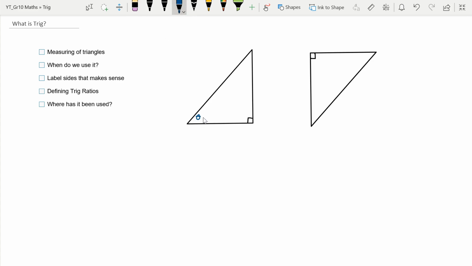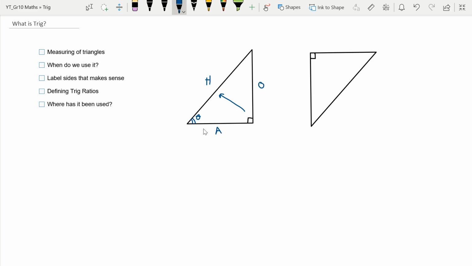In the first video we said that we're going to use some new symbols in this section. We're going to use some letters from the Greek alphabet. That is theta in this case. So I am positioned at that angle theta, whatever its size is. Opposite the 90-degree angle is always our longest side, the hypotenuse. Opposite the angle theta is the opposite side, and next to the angle theta is the adjacent side.